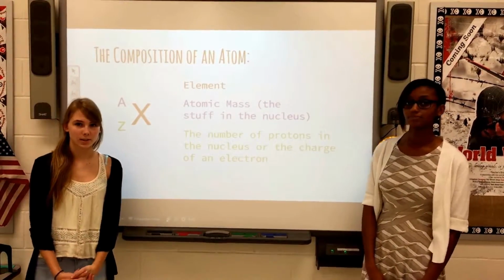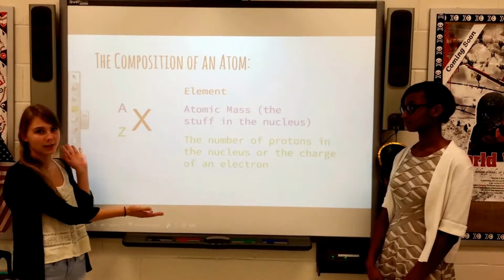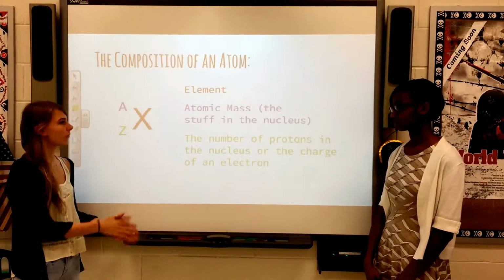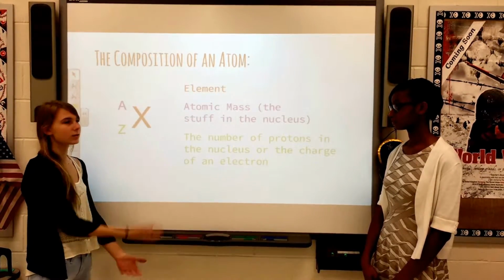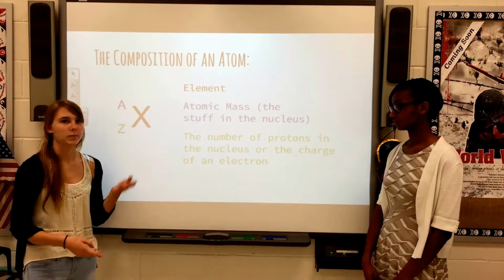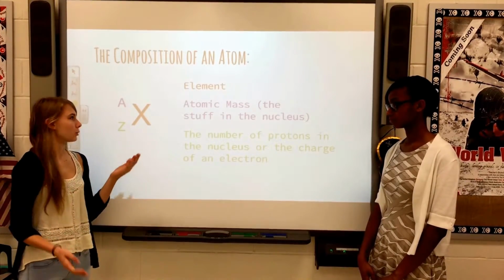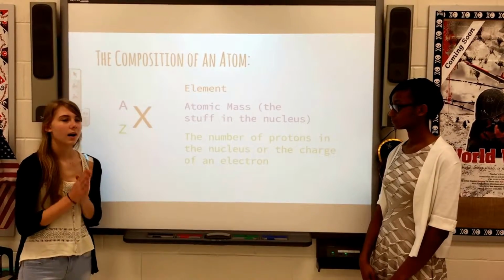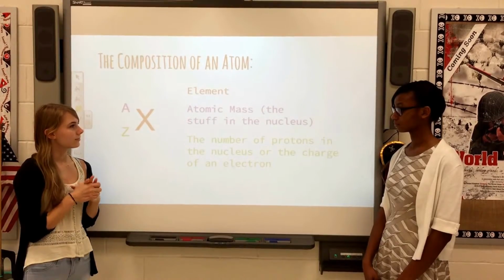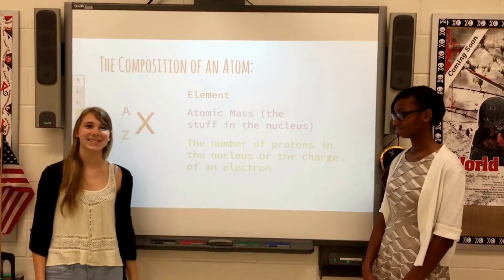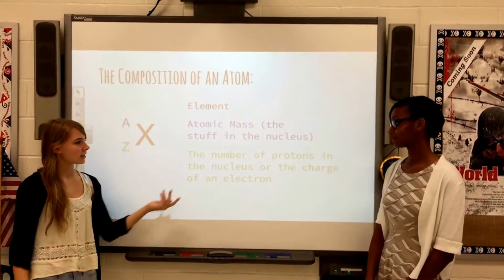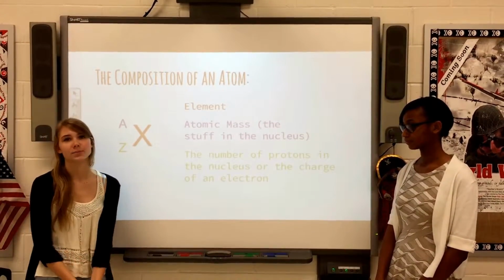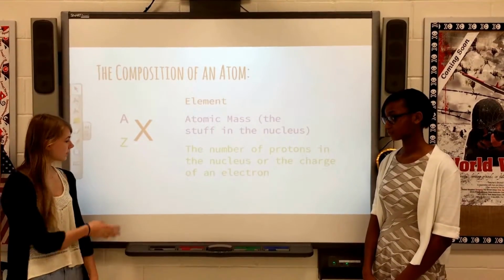So the first thing that you need to understand is how to represent elements using this form. The X is the element, so sodium would be Na or potassium would be K. And then the A is the atomic mass, the stuff in the nucleus. And then the Z is the number of protons in the nucleus, or if we're discussing electrons, it is the charge, the negative charge of the electrons.